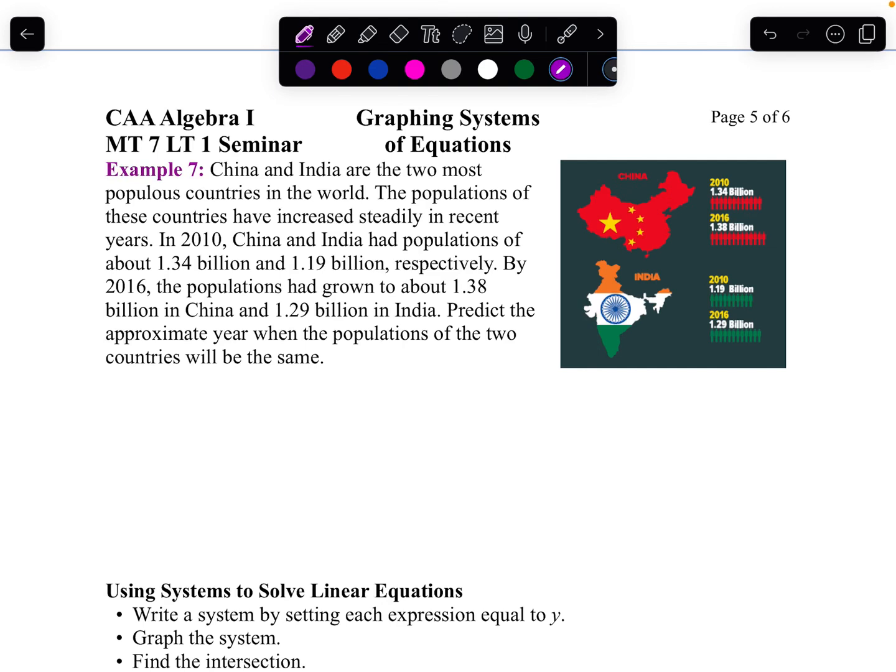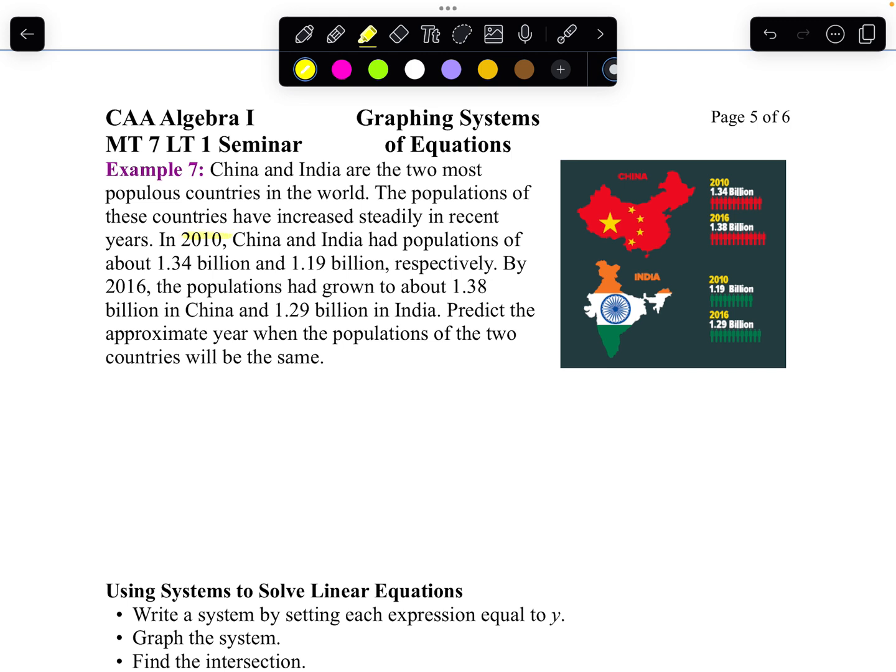Problem where you have to use Desmos to solve it. Here we have this application. China and India are the two most populous countries in the world. The population of those countries has been going up, obviously, because they're the two most populous. In 2010, China and India had populations of about 1.34 billion and 1.19 billion respectively. Notice we're going to start in 2010.